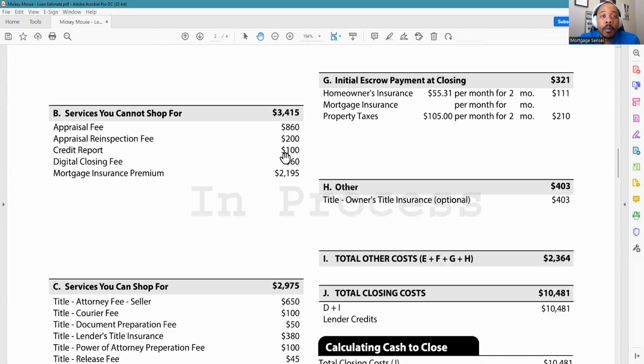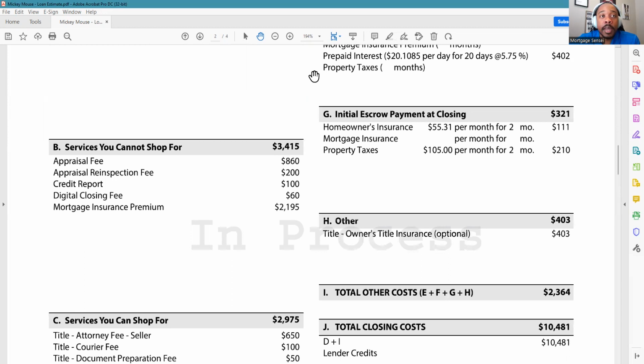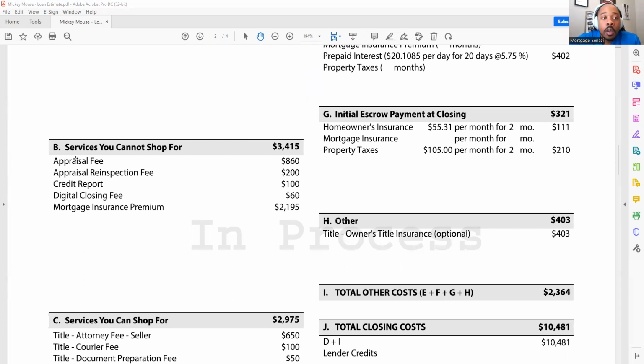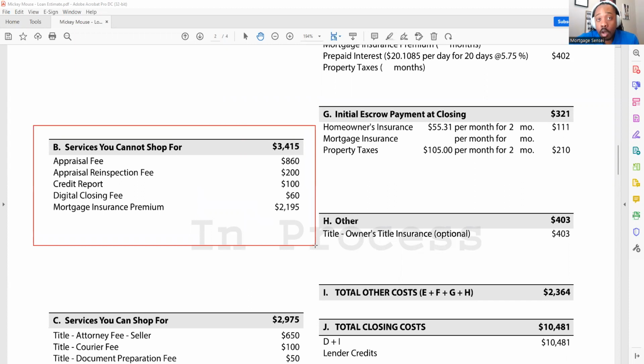Below that, we have section B, and we want to go down the left side because that's how it's calculated. So on the left side, you have services in which you cannot shop for, meaning that this is the cost for the loan. It's third-party cost. You can't shop around for this. That's basically what it means. As you can see, you have the cost for the appraisal reinspection fee, credit report fee, closing fee, and the mortgage insurance premium. That's specific to FHA.